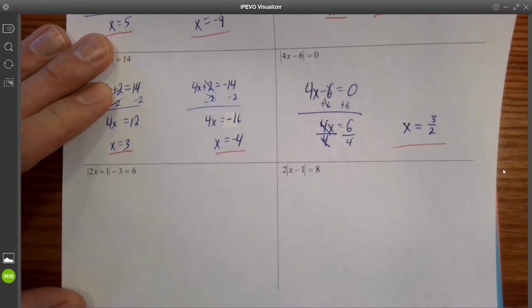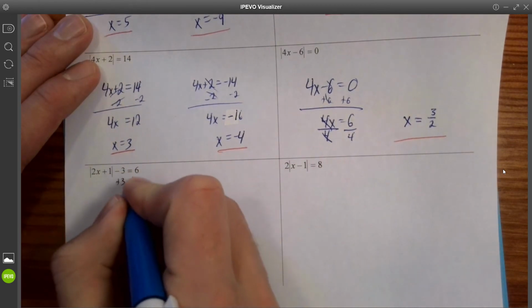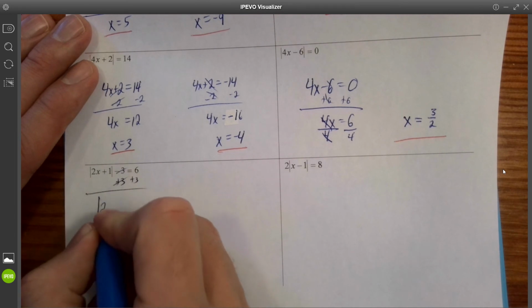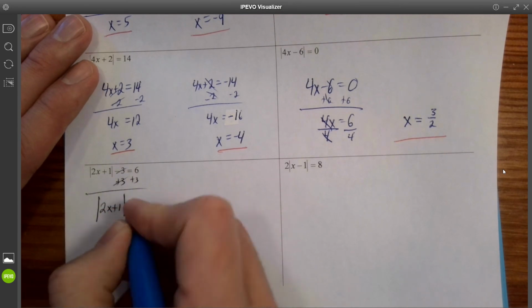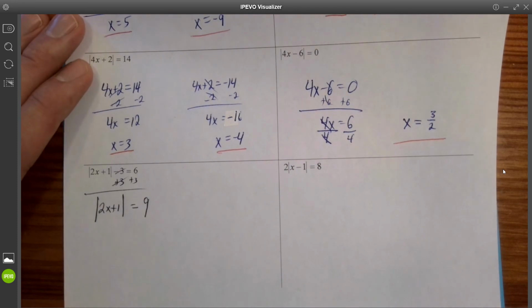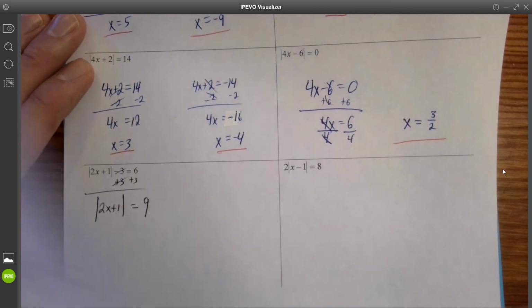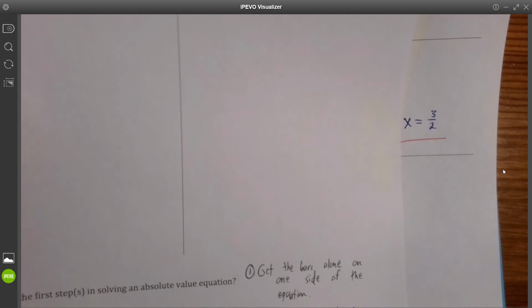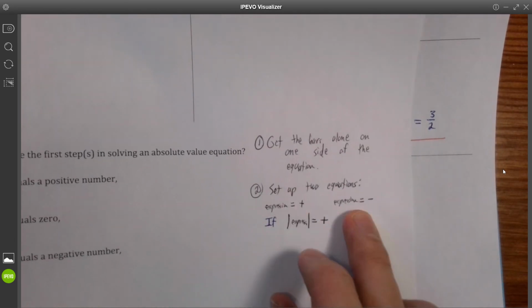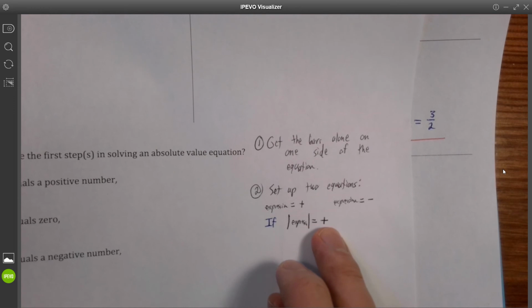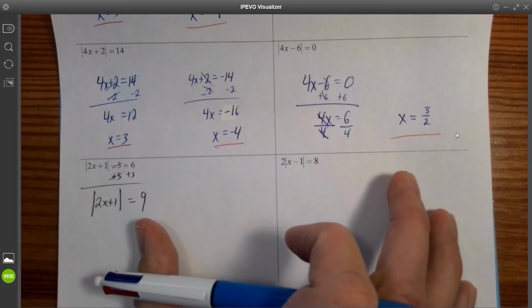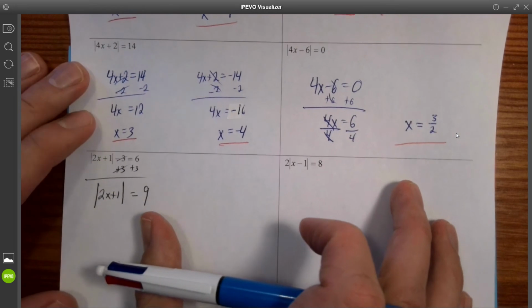We're going to add 3 to both sides. So plus 3, cancel, cancel. And we're going to have bars equals 9. Okay, let's go to our steps for a second. Flip your paper over if you want to. I'm going to grab my other paper. Get the bars alone on one side, and then set up two equations. It's positive, it's negative if it was equal to a positive to start with, and it is. It's equal to 9, so we're good to go. It wasn't 0, it wasn't negative, which we haven't encountered yet.